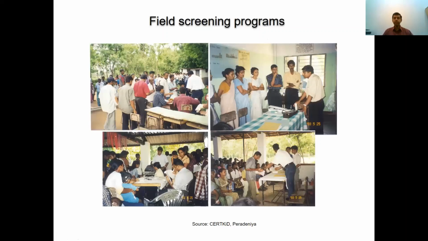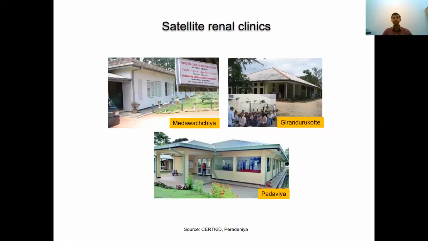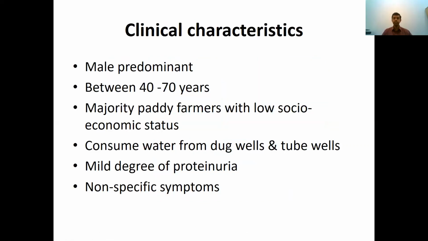And these are some of the field screening programs that were conducted on a very large scale, and whole villages came for these screening clinics where we tried to identify CKDU among the populations. Then satellite renal clinics were established in these highly endemic areas. So this is in Madhavachchiya, this is Girandurukotte, this is Padaviya, all very endemic areas for CKDU of Sri Lanka. And clinically, these patients are predominantly male patients between the ages of 40 to 70 years of age.